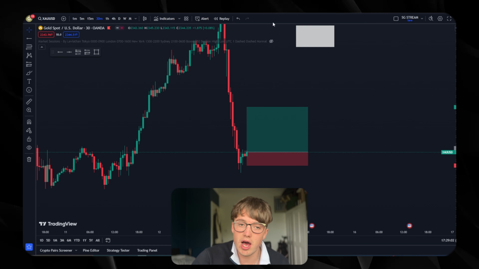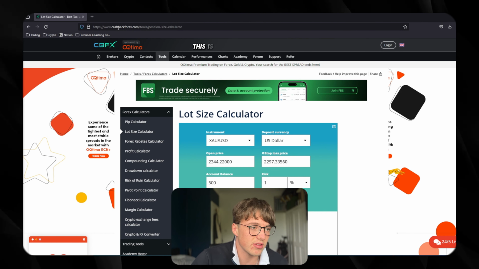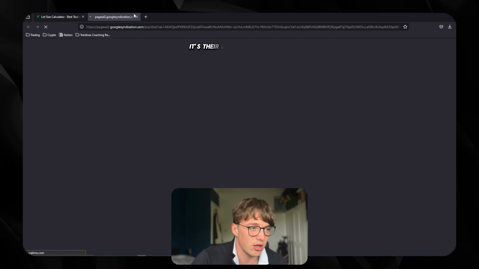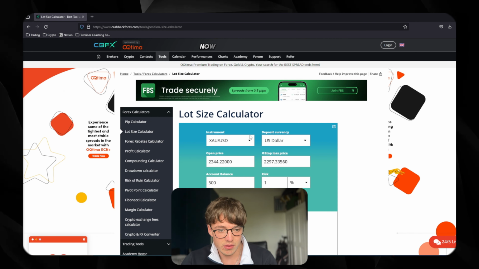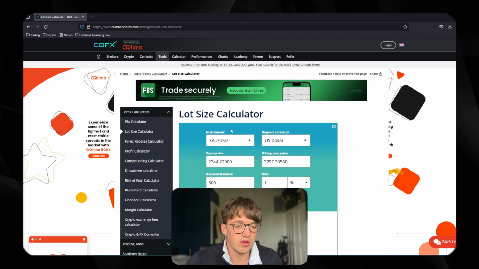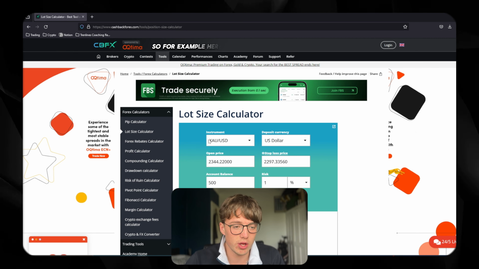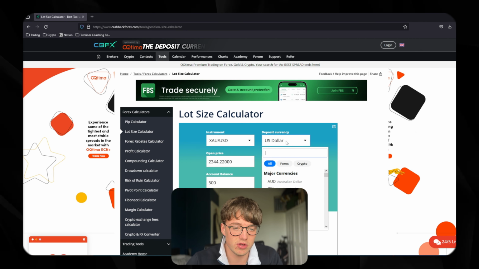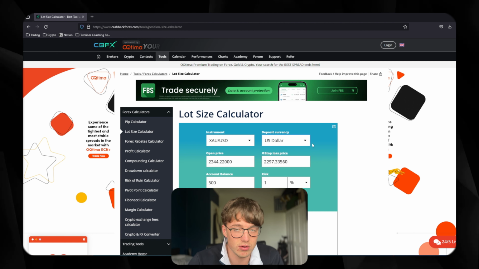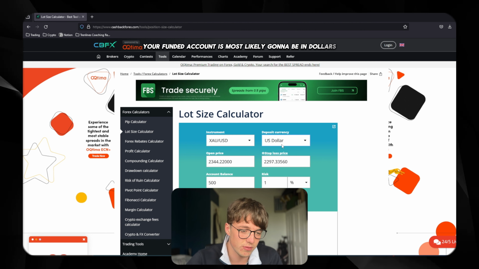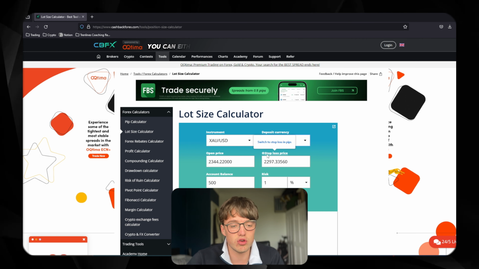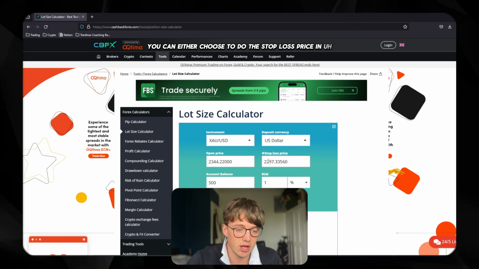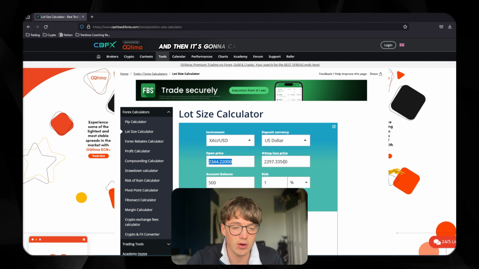Now the one that I like the most is this one here. This is cashbackforex.com, their lot size calculator. This is very simple because all it's going to show you is the instrument that you're trading. So for example here, we're trading gold, and the deposit currency, so what currency your account is. If you're a funded account, it's most likely going to be in dollars. For the stop loss, you can either choose to enter the actual price, and then it's going to calculate the pips for you.